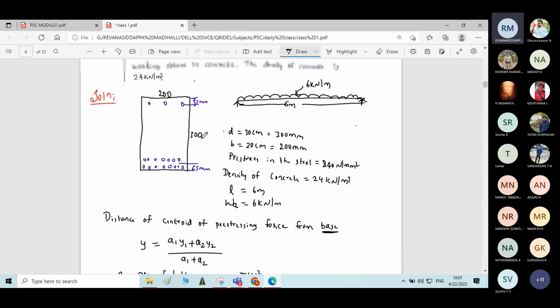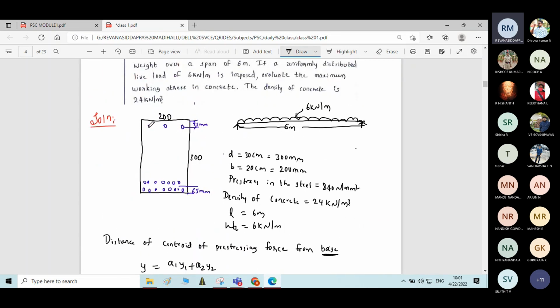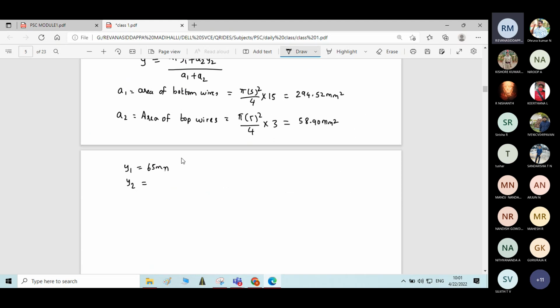Now Y2, as I said, is the distance of the centroid of the top bars from the base of the rectangle. Overall depth is known. Overall depth is 300. 300 minus 25, if you do, you will get Y2. Distance of centroid of top bars from the bottom you will get. Y2 is 300, the overall depth, minus 25. How much will you get? 275 mm from bottom.